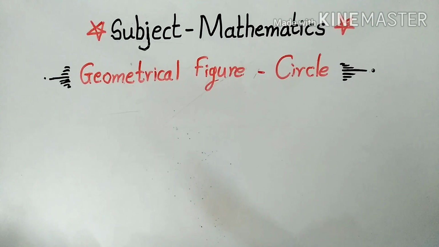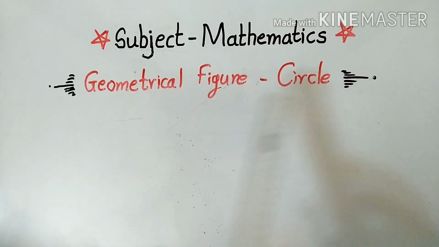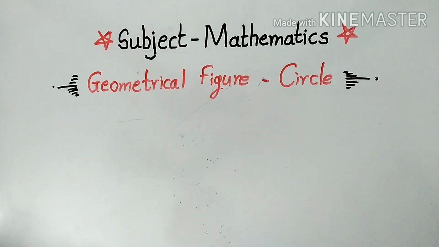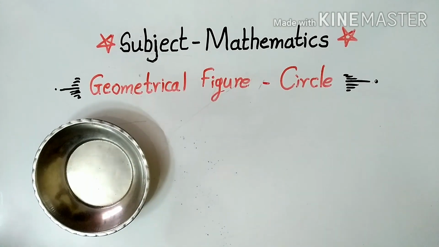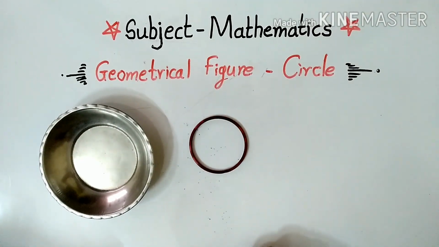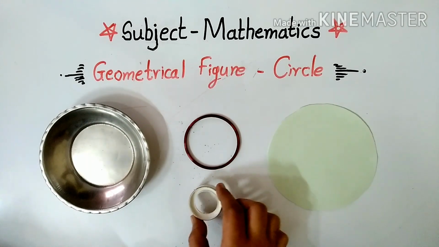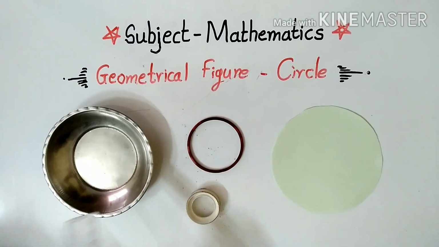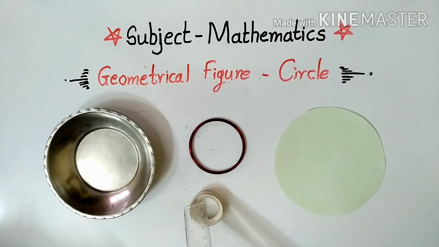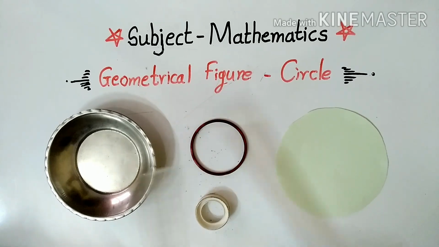Hello friends, today we are going to take some information about the geometrical figure circle. This is a dish. This is a bangle. This is a sheet of paper. And this is a sellotape. Friends, all these objects are circular. They have the shape of a circle.